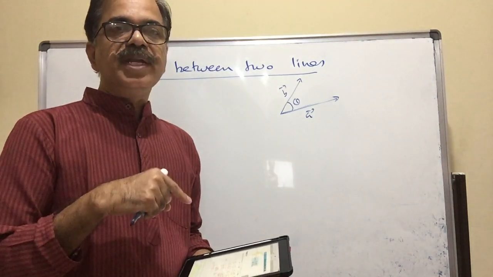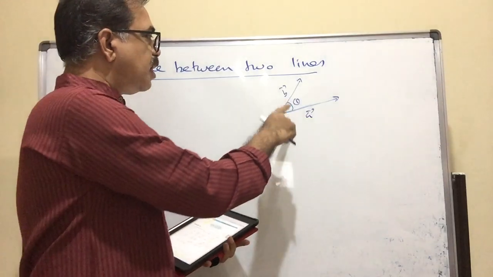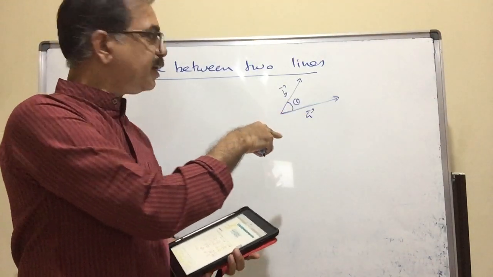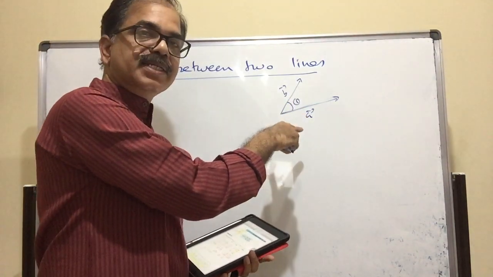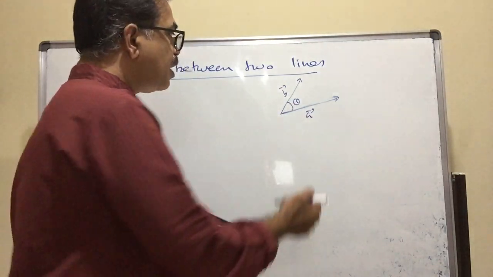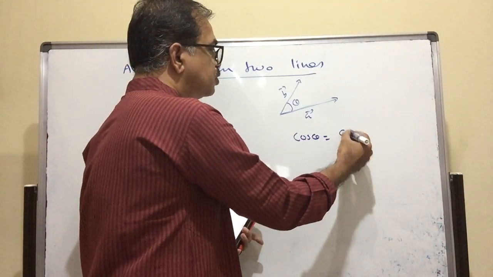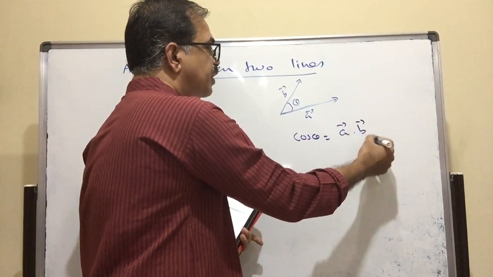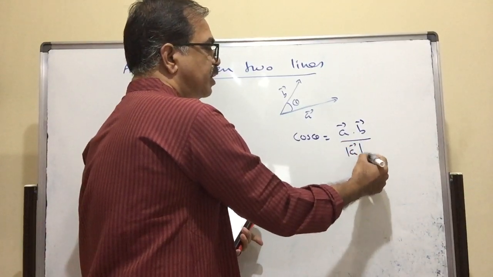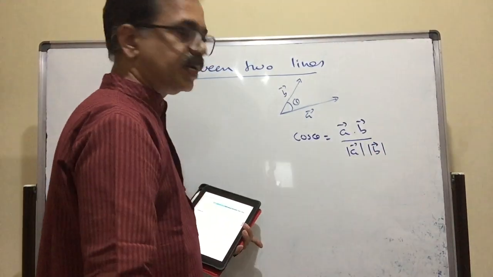Today, in this video, we are going to talk about angle between two lines. And the previous knowledge which we require is the angle between two vectors. Suppose I have two vectors, A vector and B vector. Angle between the two vectors is given by cos theta is equal to A dot B divided by modulus of A times modulus of B. That's the angle between two vectors.